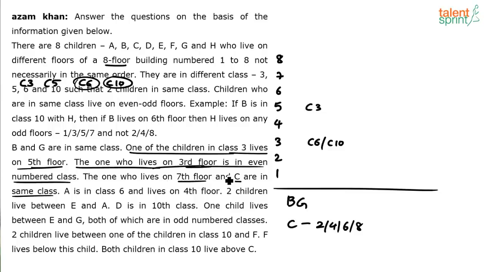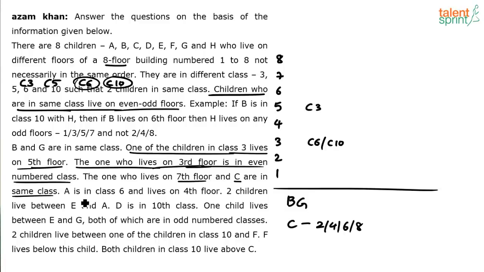Example, X and C are in the same class. X is on 7th floor. If X is on 7th floor, C should not be on an odd numbered floor. Look at this point: children who are in the same class live on even or odd floors. So if X is on 7th floor and X is in the same class along with C, C has to be on an even floor. So even floors are 2 or 4 or 6 or 8. So C will be on any of these 4 floors. So make a note of these points. C will come on 2nd floor or 4th floor or 6th floor or 8th floor, right?